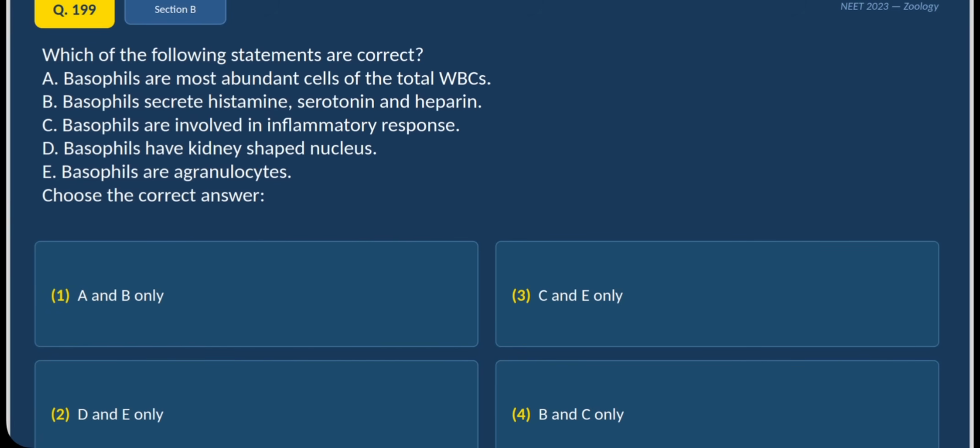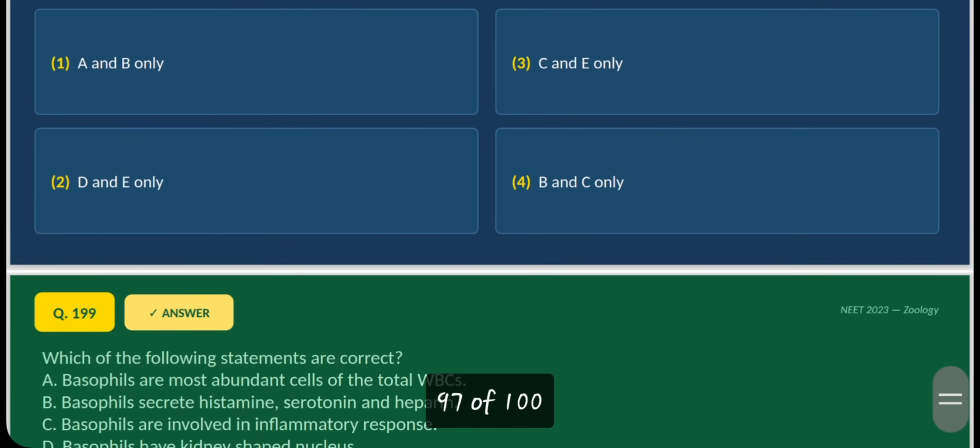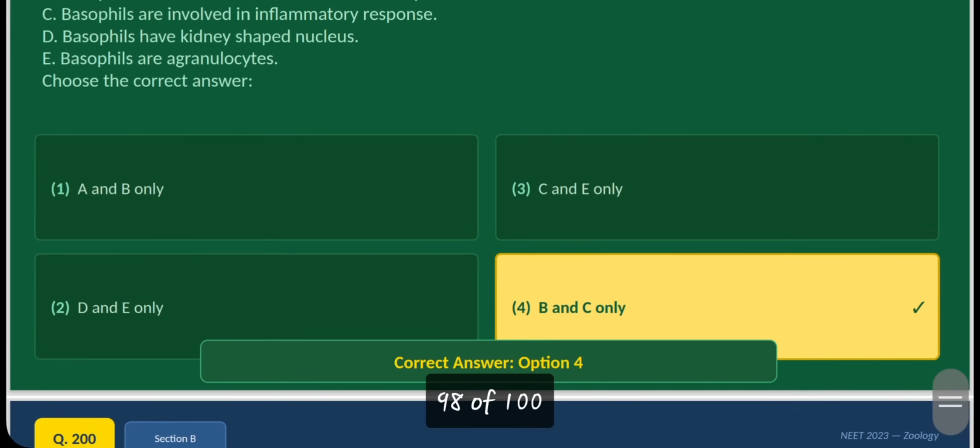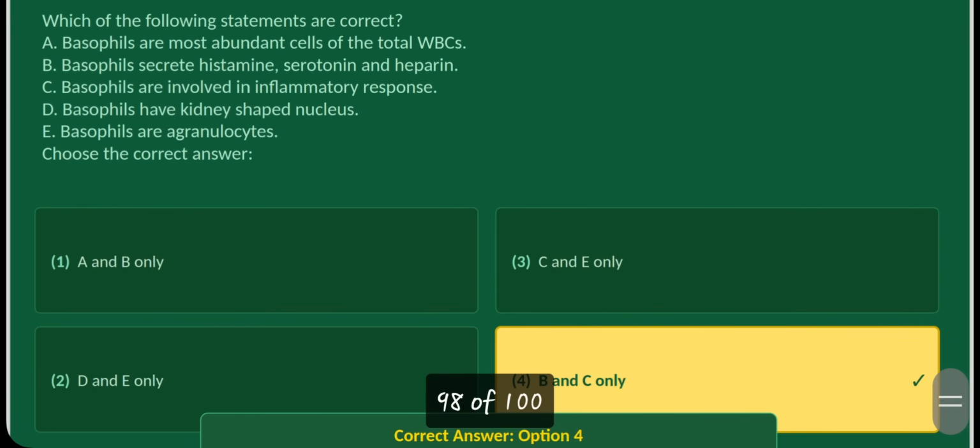Basophils are not the most abundant cells of total WBC. That is incorrect. Basophils have a kidney-shaped nucleus, that seems to be incorrect. So here probably B and C are correct statements. Basophils secrete histamine, serotonin, and heparin. Basophils are involved in inflammatory response. So the remaining are all incorrect statements.